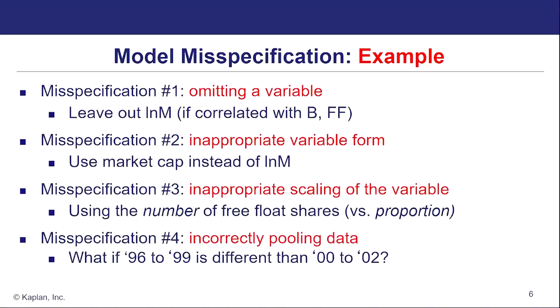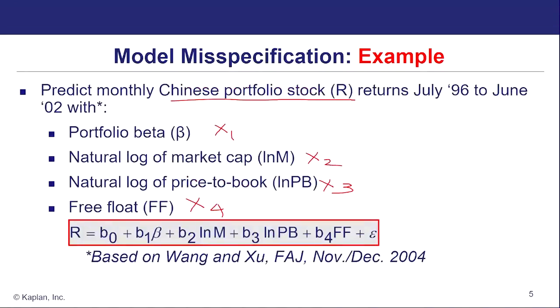The first one is omission of a variable. So we leave out the natural log of market cap, right? And one of the key concerns here, when you leave out a variable, is if that variable is correlated.